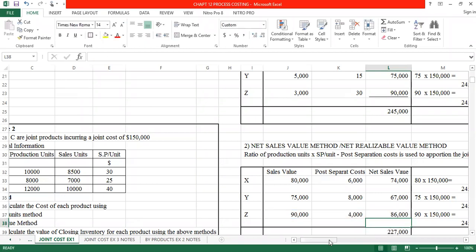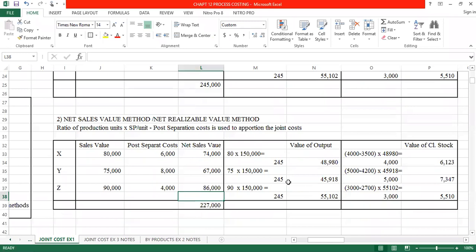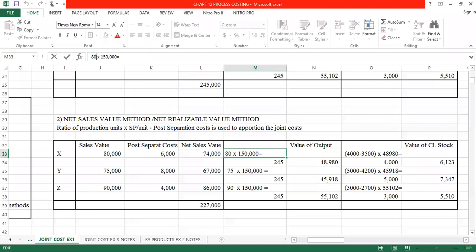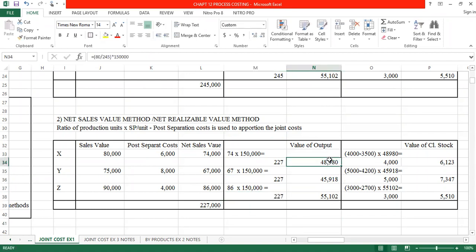So it gives you what? 86. Now, what is this? This is now 74. You can see 74 over this is now 227. This is now 67. 67 over 227. And this is now 86. 86 over 227. What can we change here?